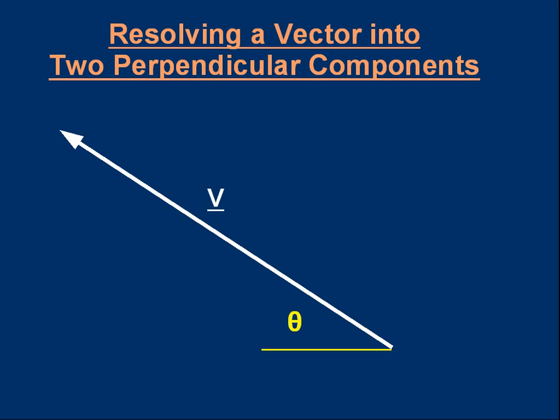So here's a vector, called it v. Could be anything, any type of vector. It's at an angle theta to the horizontal. And the question is this: what are the horizontal and vertical components of this vector? In other words, if I had a vector that was pointing horizontally and another vector pointing vertically, and I wanted them to add up to give v as their resultant, how would I find these two components?